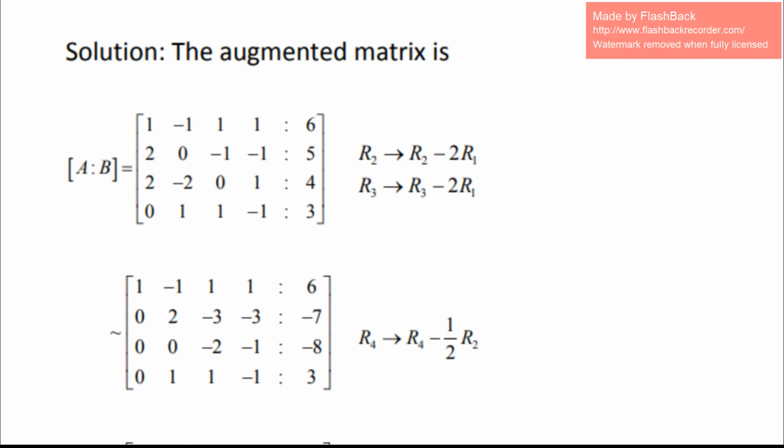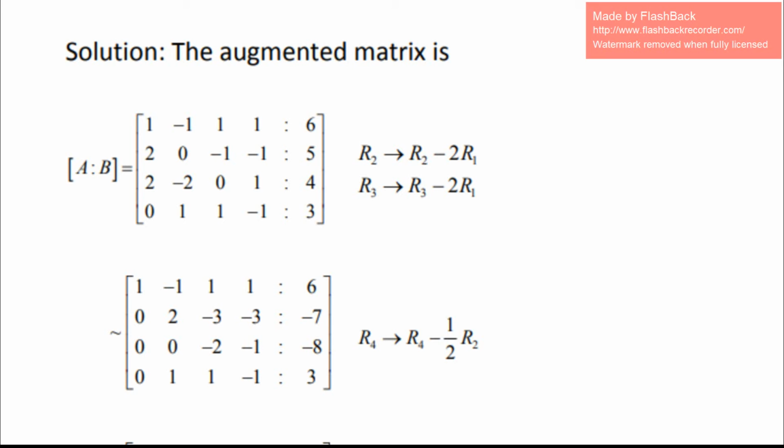In the previous examples, we were given the equations and had to write them in augmented form. Here also we write all the given equations in the form of an augmented matrix. In the previous examples we took x, y, z; here we are considering the terms as x1, x2, x3 and x4. Write down the x1, x2, x3, x4 coefficients in the augmented matrix, with the constants as b: the augmented matrix is 1, minus 1, 1, 1, 6; 2, 0, minus 2, minus 1, 5; 2, minus 2, 0, 1, 4; 0, 1, 1, minus 1, 3.